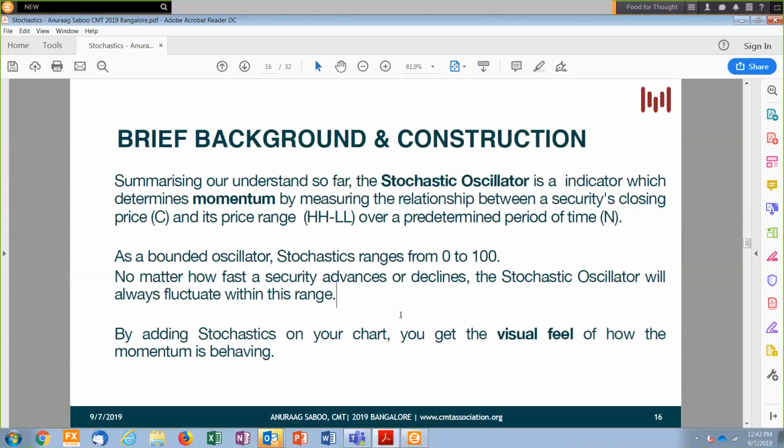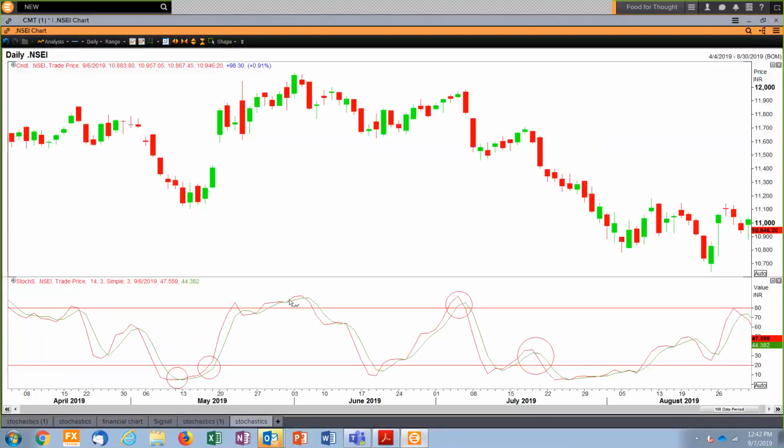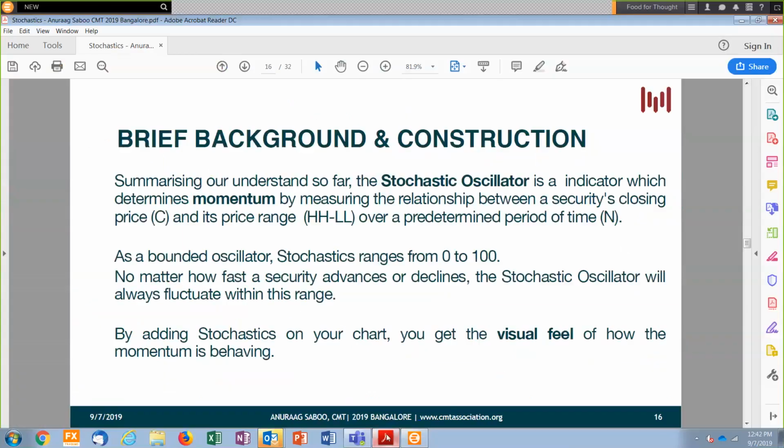When we started applying stochastic on the chart, you can see that stochastic represents the momentum of the price. There are two lines on the chart, a red line and a green line. The red line represents the percentage K, and the green line represents the percentage D. Let me go back and give you an explanation on the application.